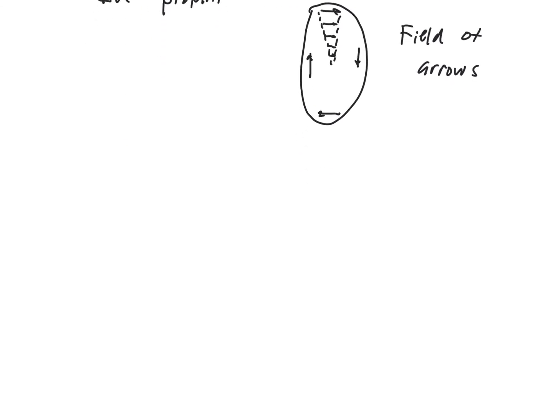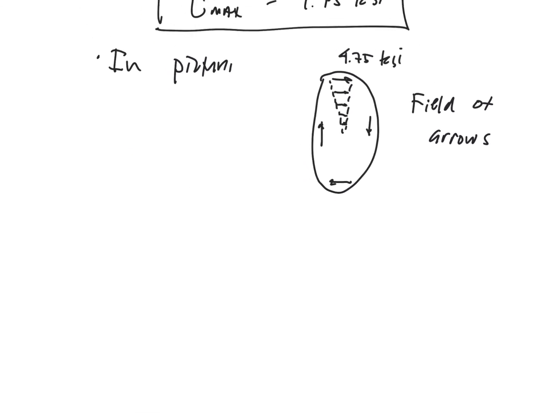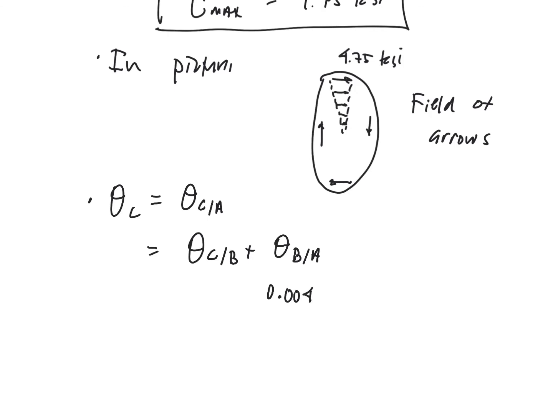Now this one's a little bit more complicated, because now remember that theta at C is equal to theta of C relative to A, which is equal to theta of C relative to B, plus theta of B relative to A. Now we already know this one. This one is 0.00447 radians going this way. But now we realize that C relative to B, it's going to follow the torque. So already we know it's going to be this way.